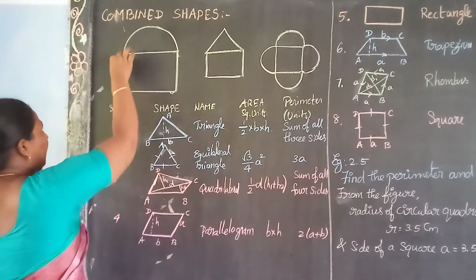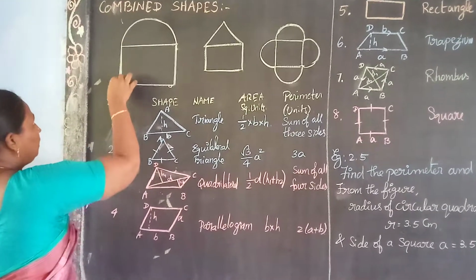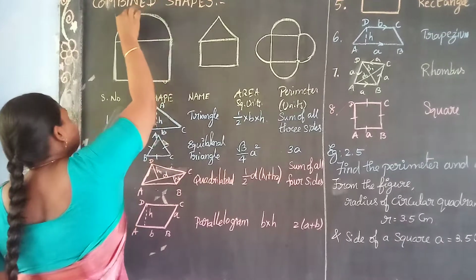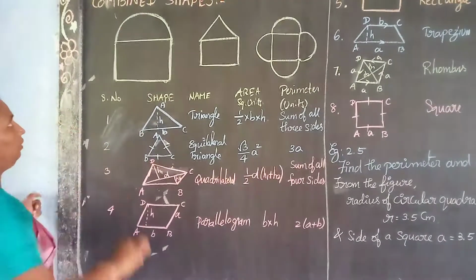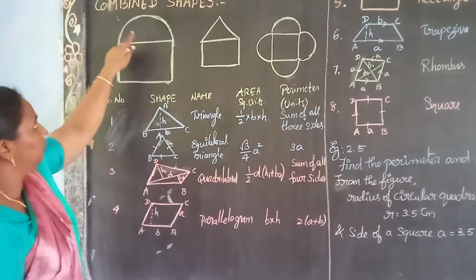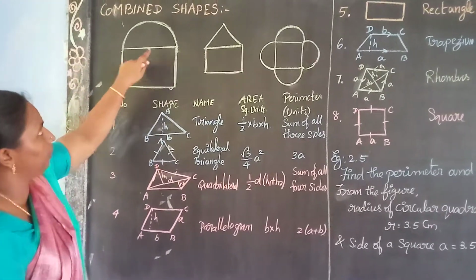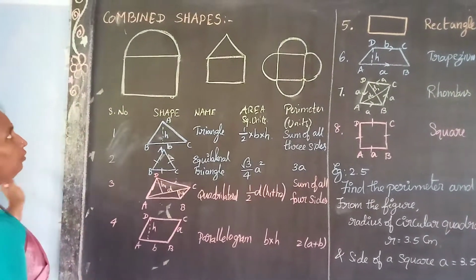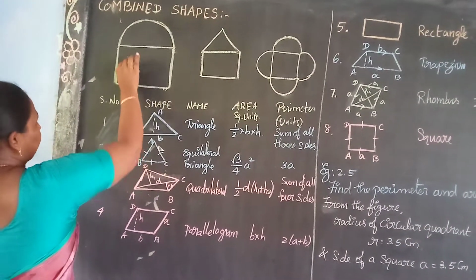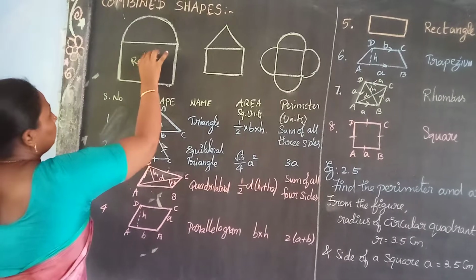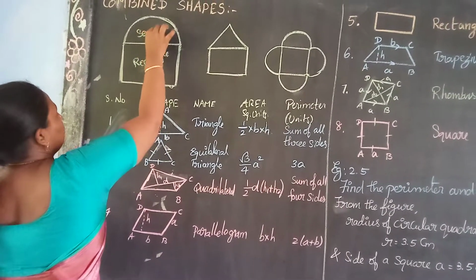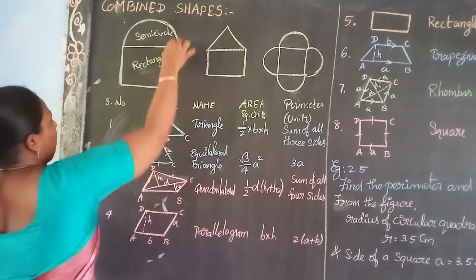Now you have to add this side, starting from this one, then this, and then the boundary of this semicircle. If you add the boundary of this shape, you will get the perimeter of this shape. How to find the area now? First you have to find the area of the rectangle, and then the area of the semicircle. Then you will get the area of this combined shape.